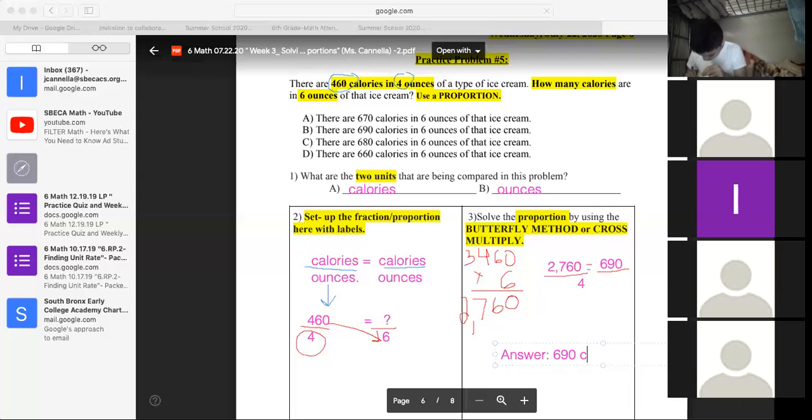There's 690 calories in, by the way, these were all state exam questions that you just answered. Calories in 6 ounces, which means what answer should we pick, Leilani? A, B, C, or D? B. Good job. So you circle B, check B, whatever you want to write.